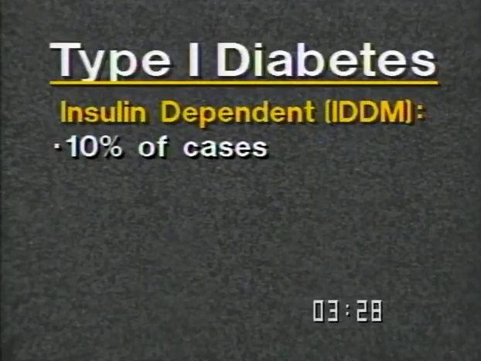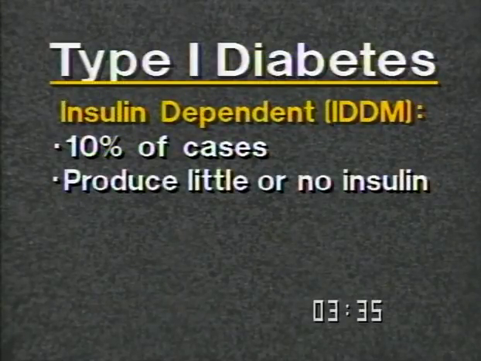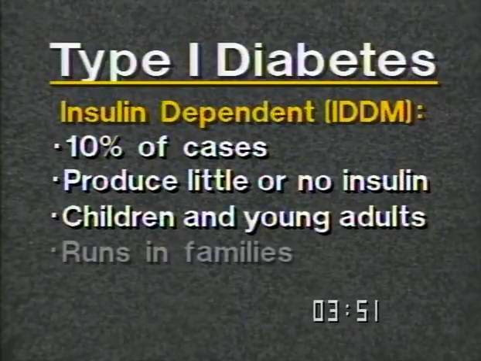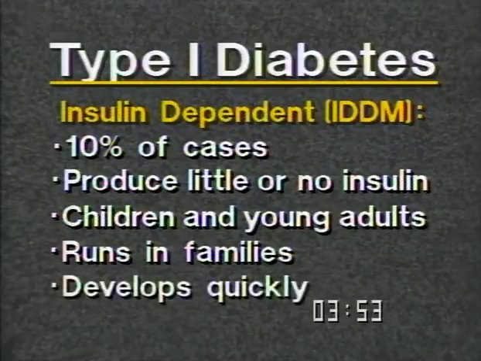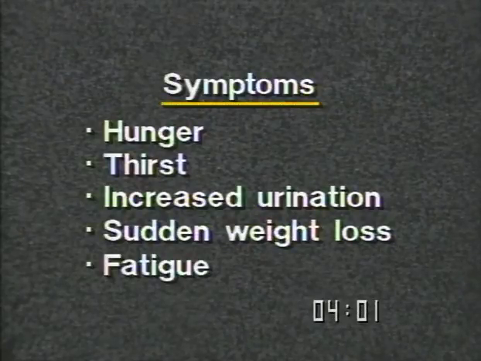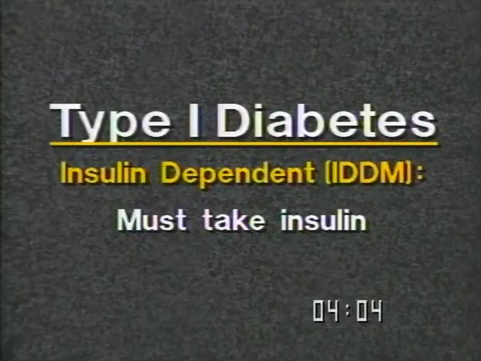About 10% of diabetics have type 1 like Kelly. This is called insulin-dependent diabetes or IDDM. They produce little or no insulin. The cause is unknown. It may be that the cells which produce insulin are destroyed by a virus or are attacked by the body's immune system. Stress may be a factor. Type 1 diabetes usually occurs in young people and often runs in families. Symptoms usually appear quickly. They include increased hunger, increased thirst, increased urination, sudden weight loss, and fatigue. Type 1 diabetics must take insulin injections.